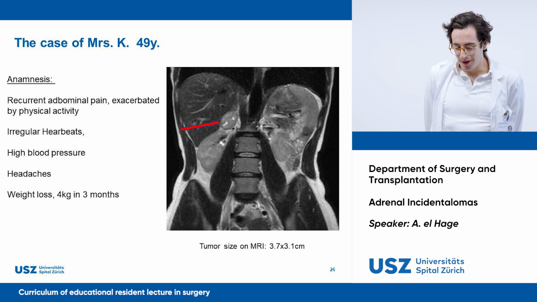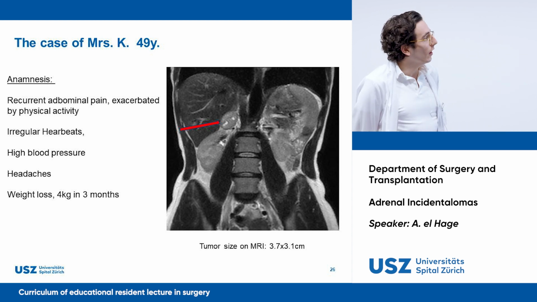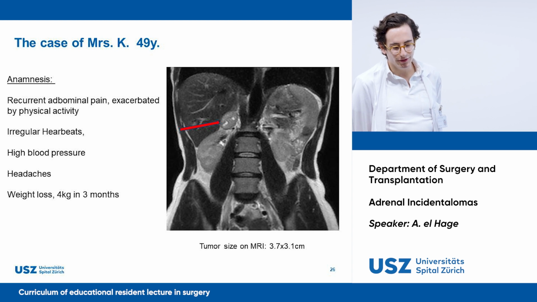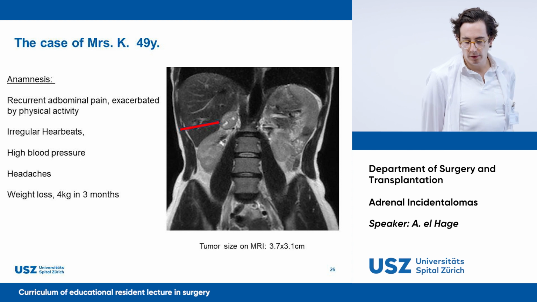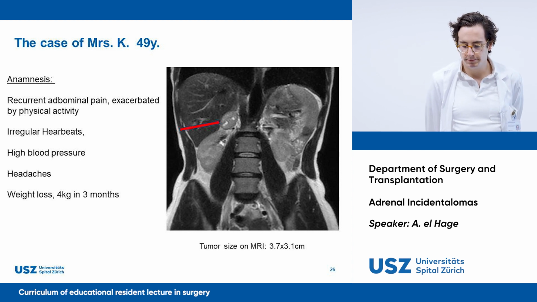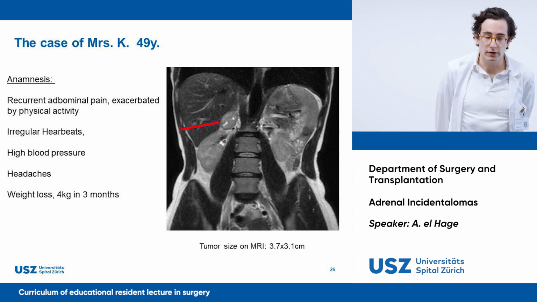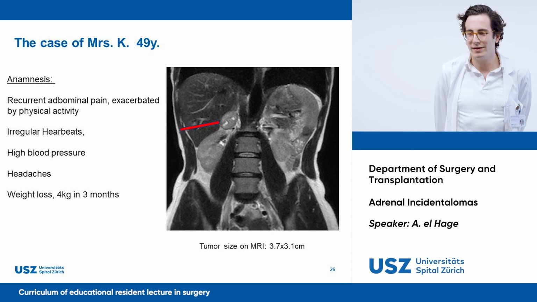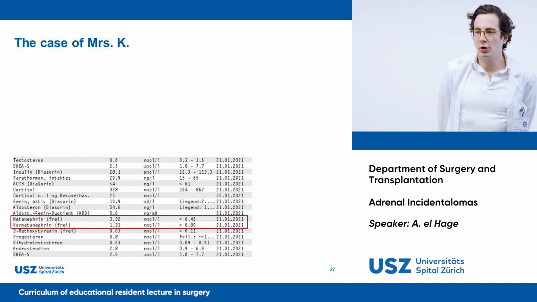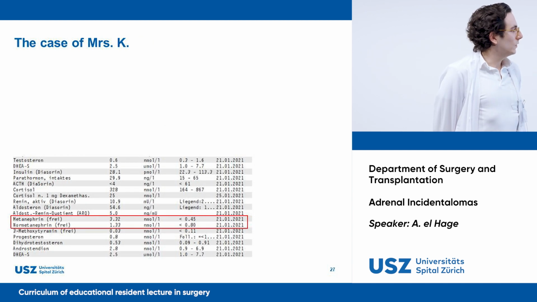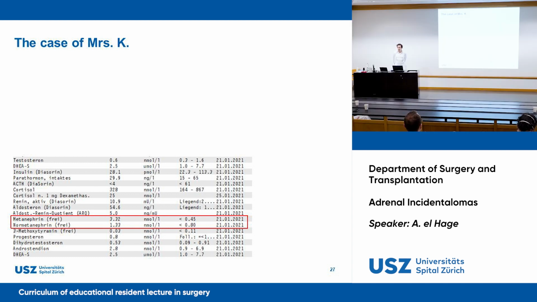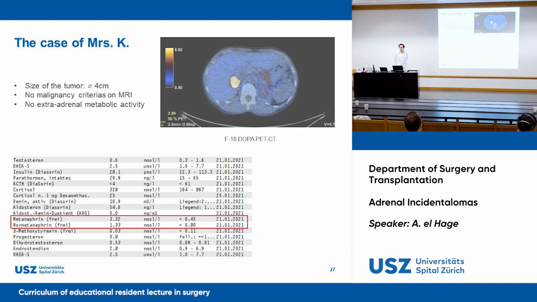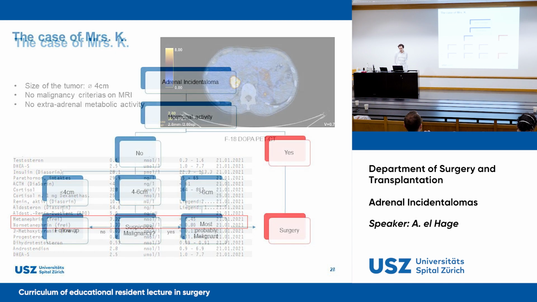Now, once we found this adrenal mass, a more in-depth clinical history was taken from the patient, and we found out that she actually had irregular heartbeats, high blood pressure, headaches, and weight loss. So here you might think, well, this is probably your pheo. Hormones were measured. We saw that the plasma-free metanephrines were above 3 times the upper limit of normal. So we had our diagnosis, pheo.